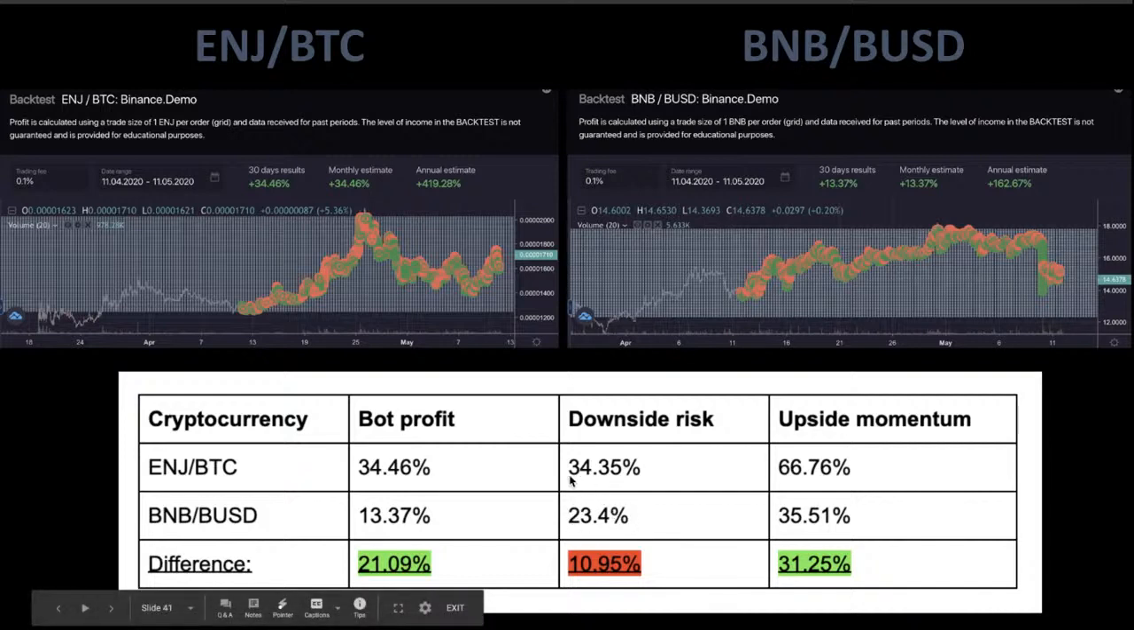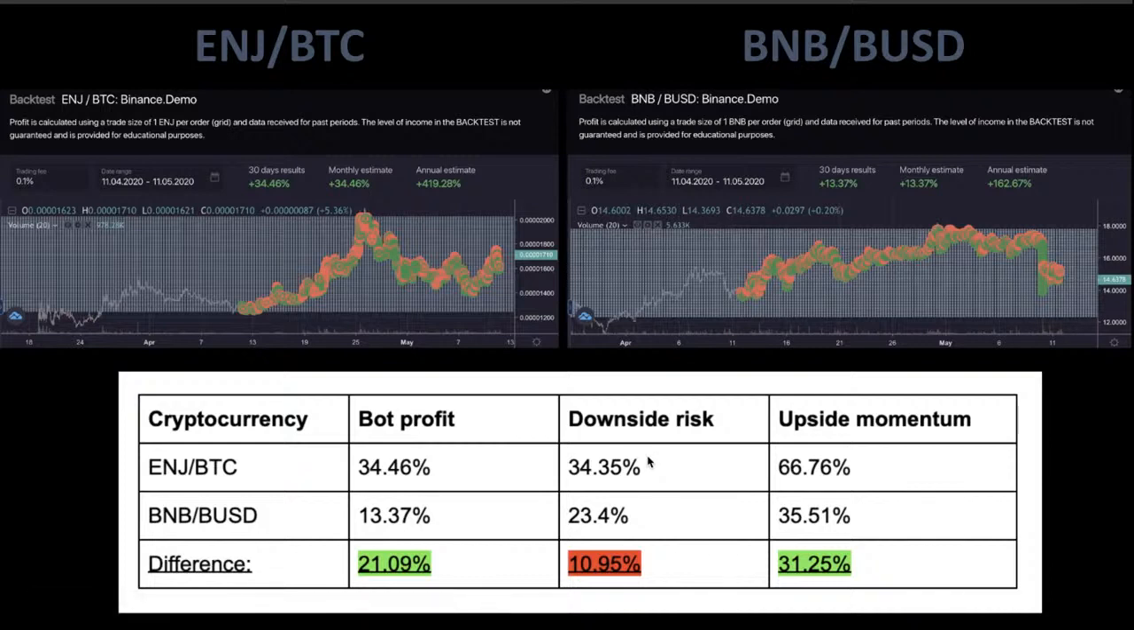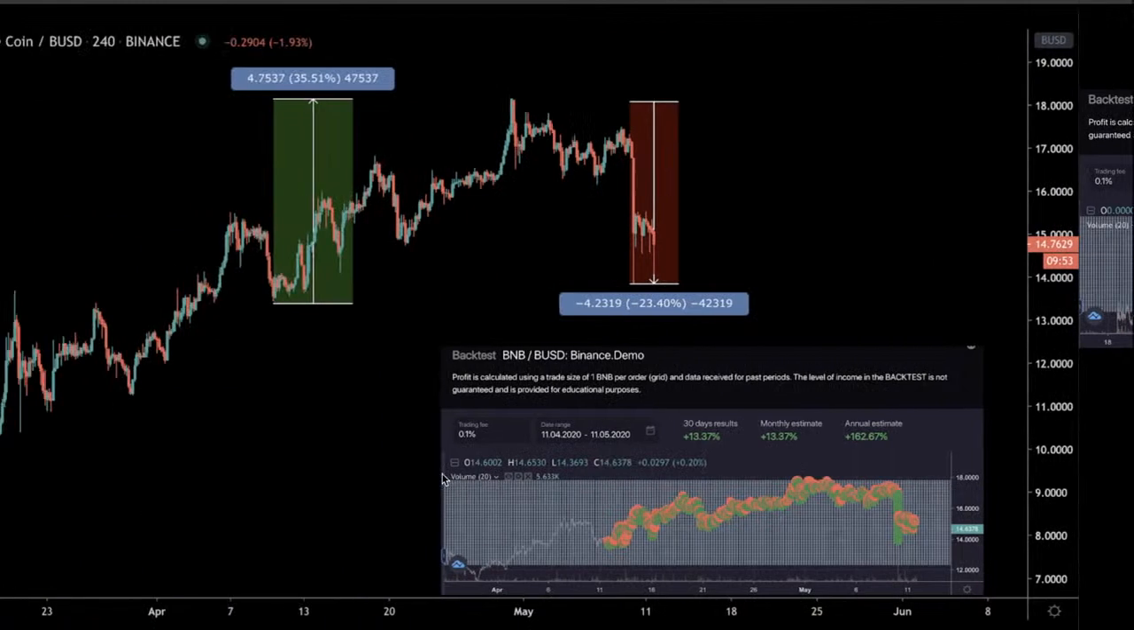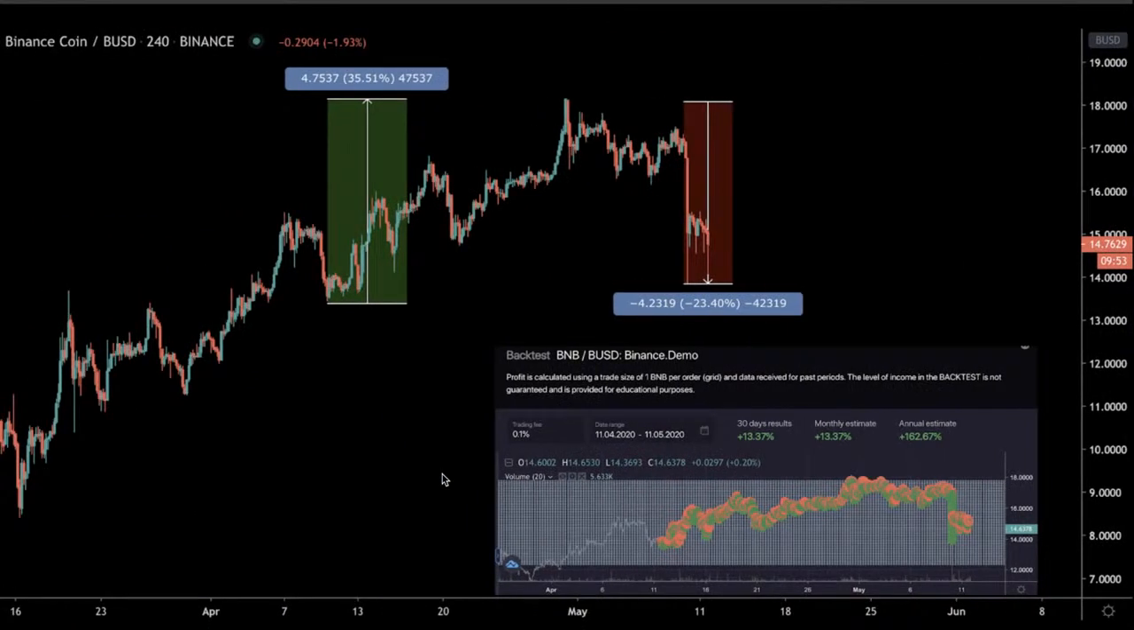But in general, we can see that BNB had only 23% of the downside, whereas the other had 34%. These are the metrics which you can easily calculate, even in your mind, and just simply compare. All right. So I didn't use Excel, I didn't use the calculator.